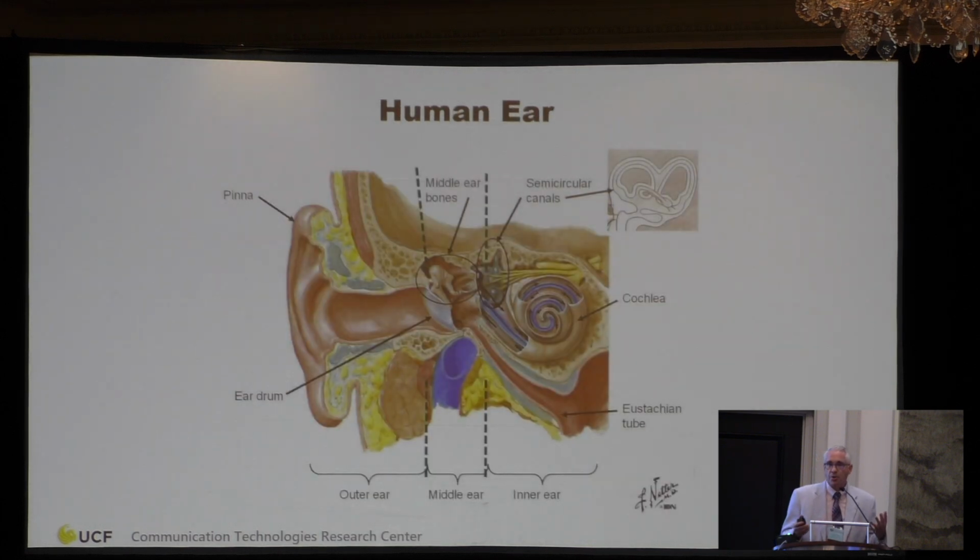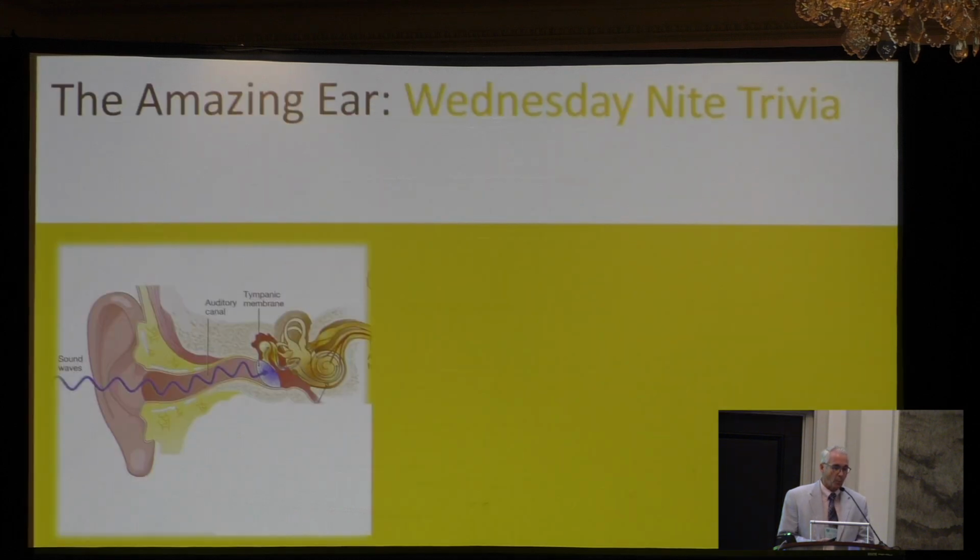And so we'll start with the human ear, and normally we divide the human ear into 3 main sections: the outer ear, the middle ear, and the inner ear. And this, of course, is review for almost everyone in the room. And we can talk a little bit about the different components. So just to spice it up a little bit, I'll talk about the amazing ear, not the ordinary ear.